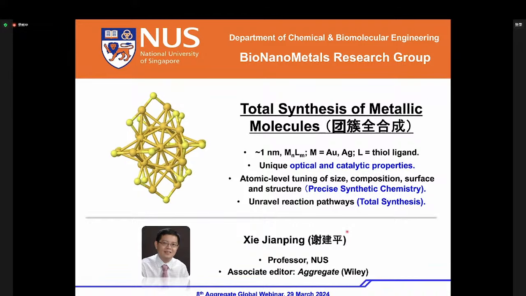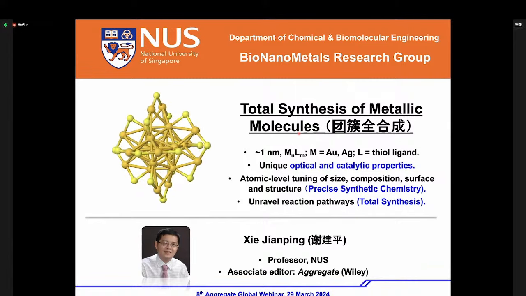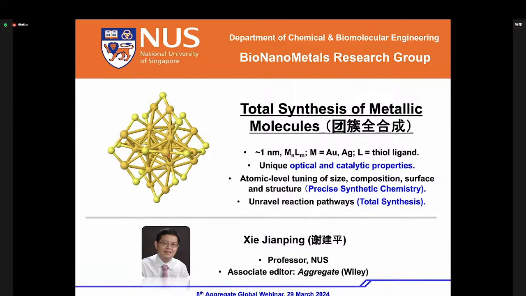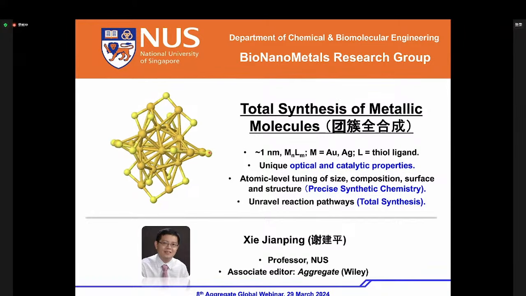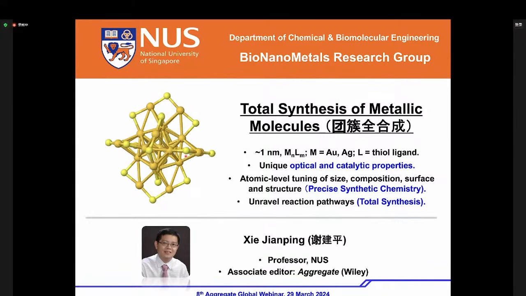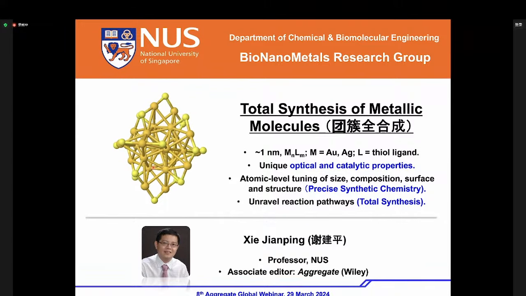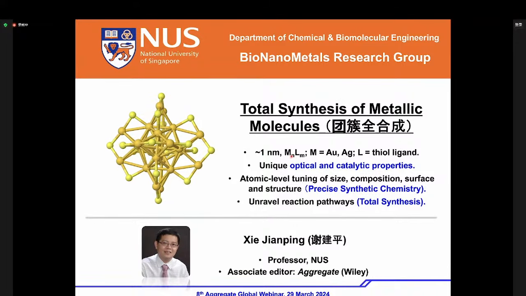Okay. So my name is Jianping Xie. I'm from the National University of Singapore. The title of my talk is Total Synthesis of Metallic Molecules. And these are my molecules. You can see here, the orange is the metal atoms like gold and silver, and the yellow is the organic ligands, the sulfur atoms. These molecules are very small, about 1 nanometer. And we also know the molecular formula, so we know how many metal atoms are inside and how many ligands are on the surface of these molecules.